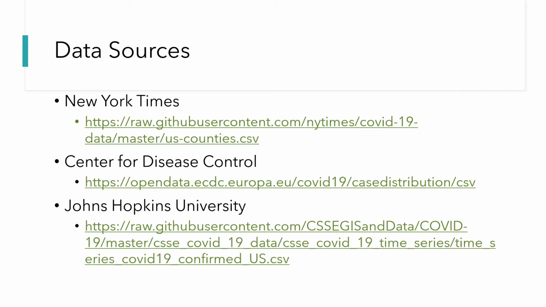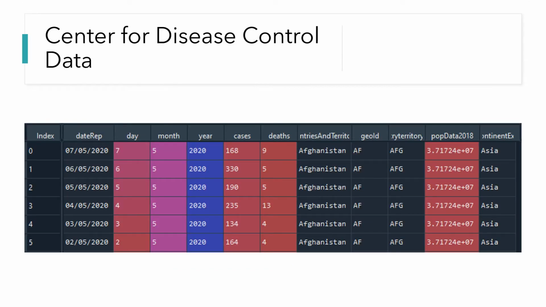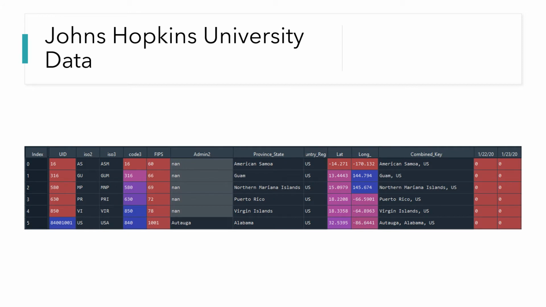Some of my data sources included the New York Times, the Center for Disease Control, Johns Hopkins University, etc. Again, the states of Kansas and Missouri really didn't provide good data, but these did. From the Center for Disease Control, I use time series data, specifically for getting a frame of reference for other countries. I use Johns Hopkins University data for getting specific local data for specific counties in Kansas and Missouri. Admin two, for my purposes, really means the county.